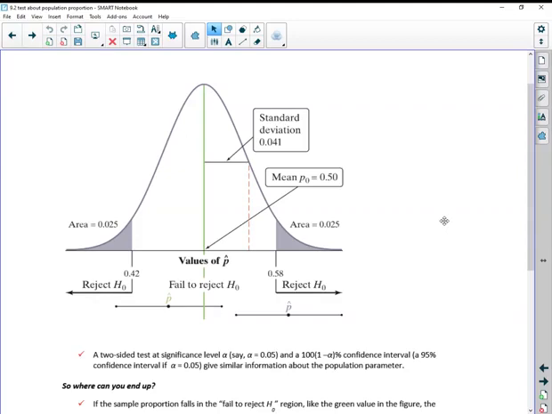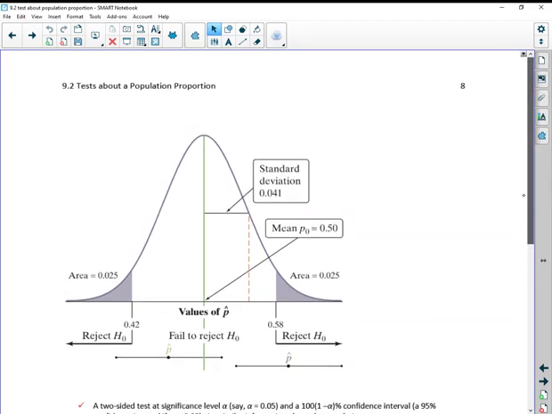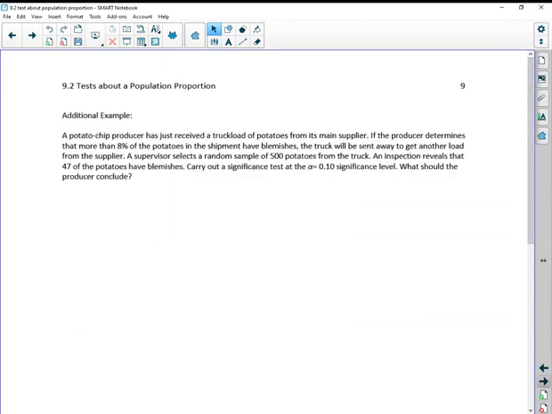9.2 notes, where I left off. This is the last page I showed you in the other notes, but this gives me an opportunity to talk a little bit more about the types of errors you can have, your type 1 and your type 2 error. So let's go to the next page, page 9, about a practical example of using a test about a population proportion.